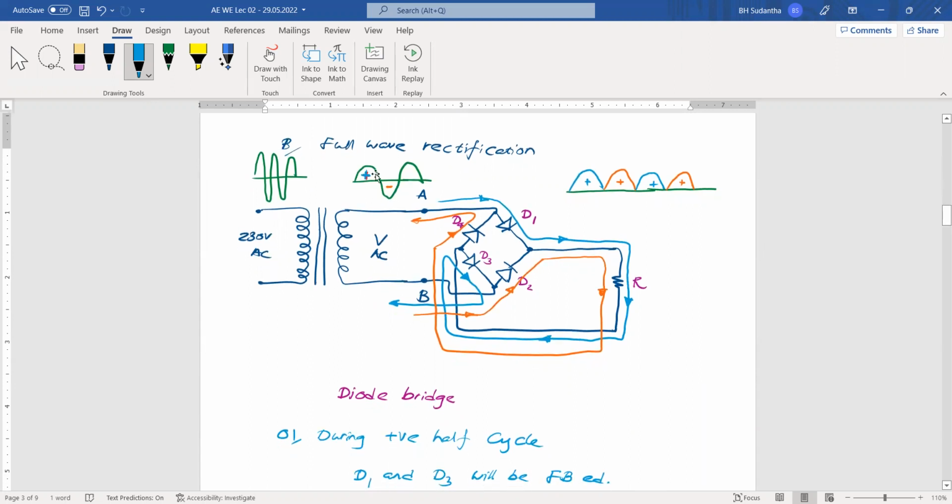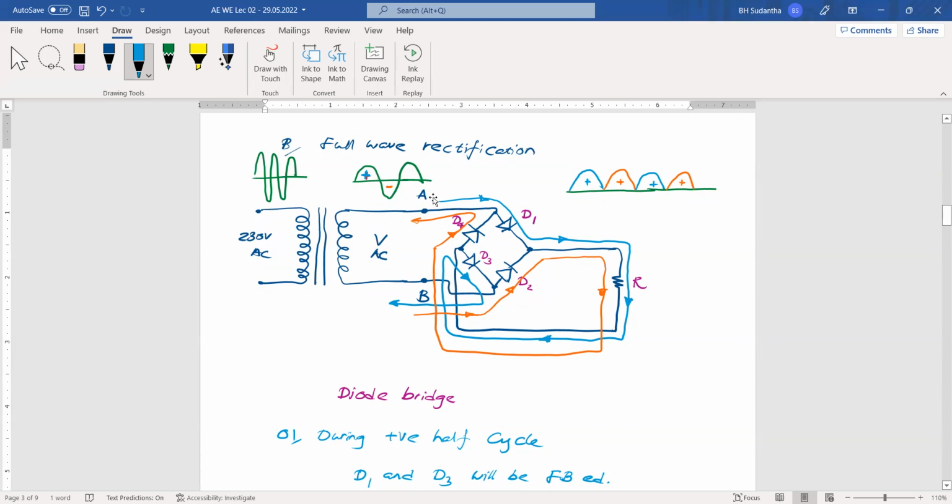When you consider the positive half cycle with respect to point B, A is having positive voltage. And when you consider the negative half cycle with respect to point B, A is having negative voltage. You have to understand this one well. This means that during the positive half cycle, A is having positive voltage, and at the same time, during the negative half cycle, A is having negative voltage.